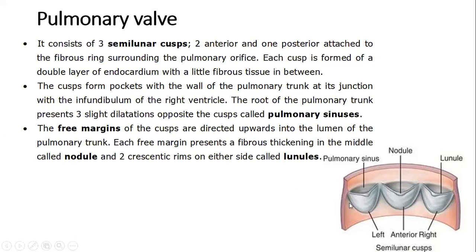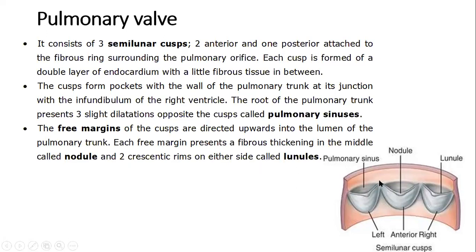So these pockets will produce a sinus. Sinus means space inside their cusp. So this is called the pulmonary sinuses. The free margin of the cusp are directed upwards into the lumen of the pulmonary trunk, and each free margin presents a fibrous thickening in the middle called the nodule. If you see here, to make it stable, this free border has a fibrous nodule, so that it becomes stable, and two crescentic rims on either side called lunules.